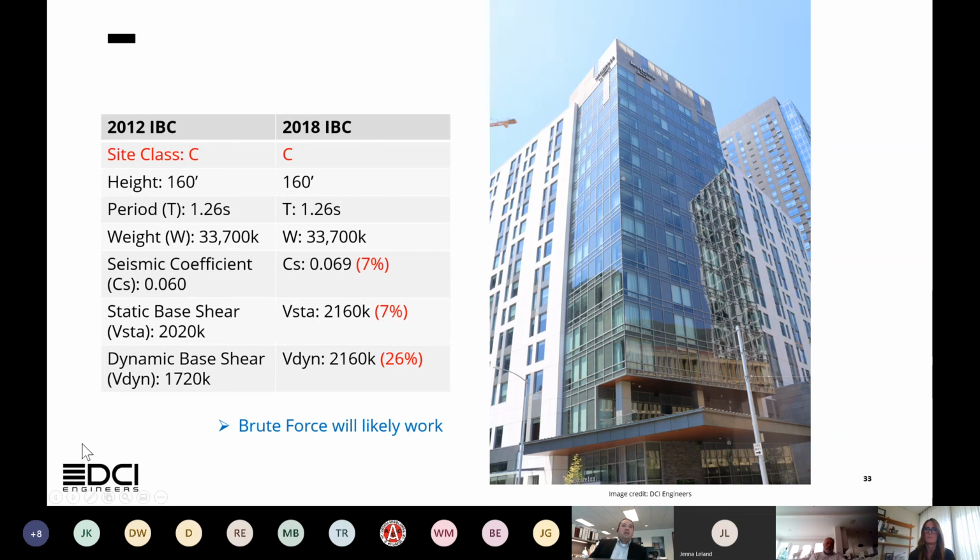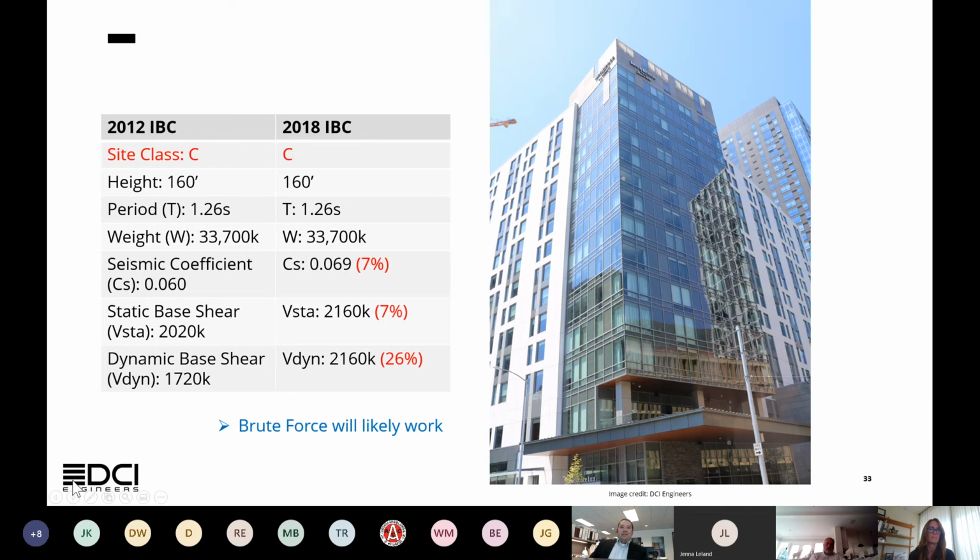It's a cast-in-place concrete building. It was originally done in site class C, 160 feet tall, so it's going to fall into that taller building type of category. And in this site class C location, we're seeing the site coefficients increase the base shear by about 7%, which is pretty minimal. And then when we tacked on that added analysis scaling factor, which I mentioned just a little bit ago, the total difference is about a 26% change in load.